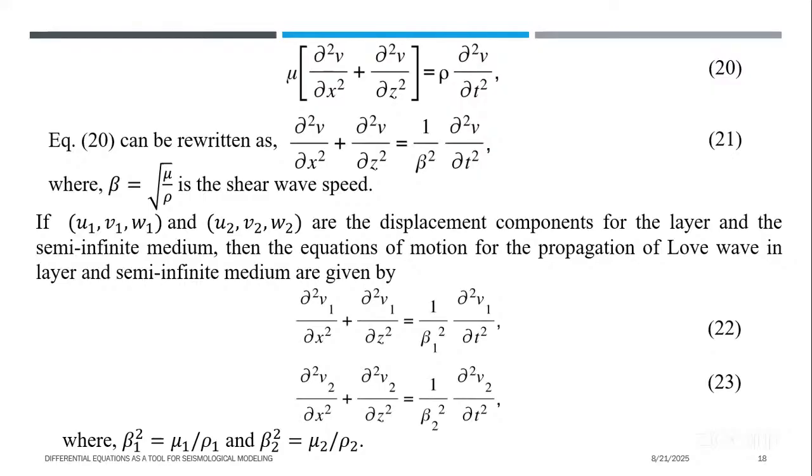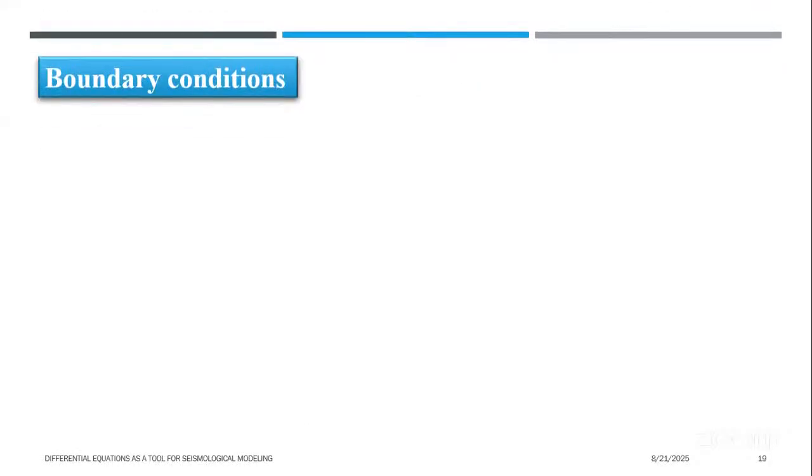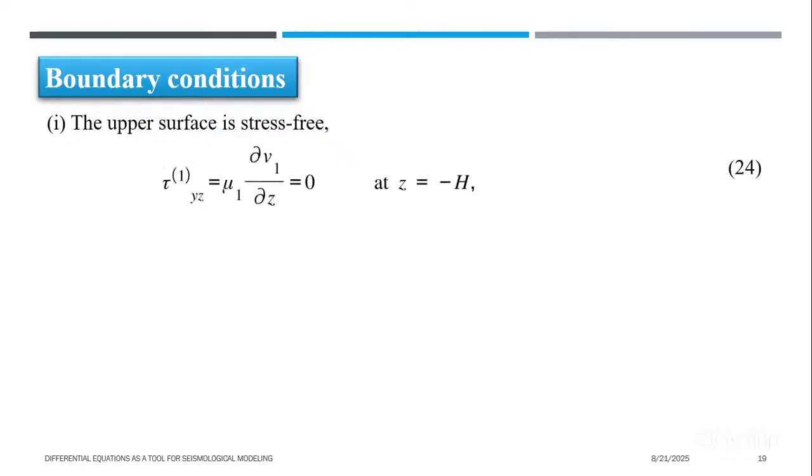To solve these, we need some boundary conditions as well. So what is that? Since this is an anti-plane shear wave, and as per the geometry we have drawn, there is an xz plane. Finally, the upper surface is stress-free. We are not assuming any extra stresses on the top surface. So this is what gives rise to an equation. It's a traction condition.